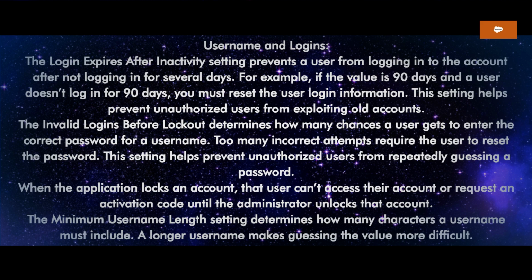The invalid logins before lockout determines how many chances a user gets to enter the correct password for a username. Too many incorrect attempts require the user to reset the password. This setting helps prevent unauthorized users from repeatedly guessing a password. When the application locks an account, that user can't access their account or request an activation code until the administrator unlocks that account. The minimum username length setting determines how many characters a username must include. A longer username makes guessing the value more difficult.